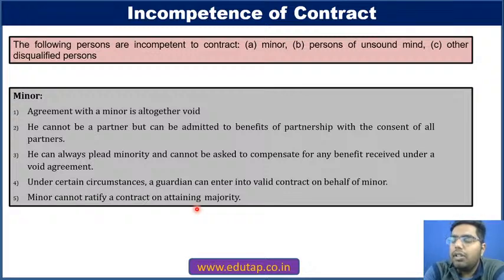At acquiring, after you have attained the age of 18, now you want to ratify that agreement. Ratify means you are saying that the agreement I made at the time of minority, I'm now giving it in writing that I'm ratifying it, verifying that it is absolutely correct. So you cannot do that. On attaining majority you cannot ratify a previous agreement. What you have to do is sign a new agreement after attaining majority. Clear?